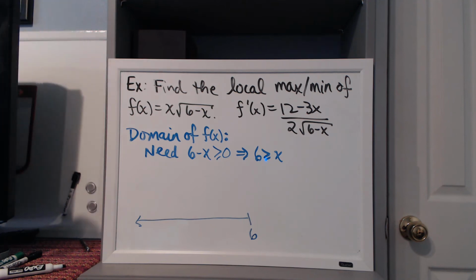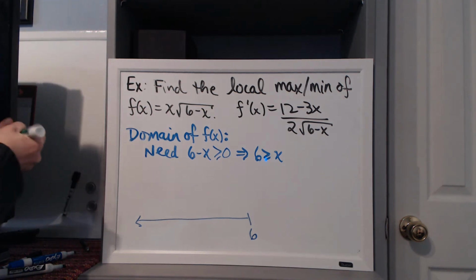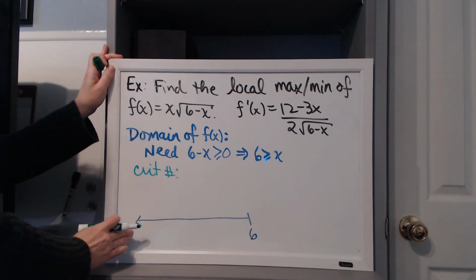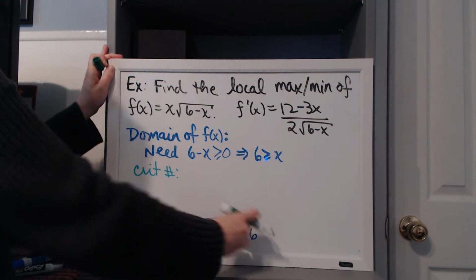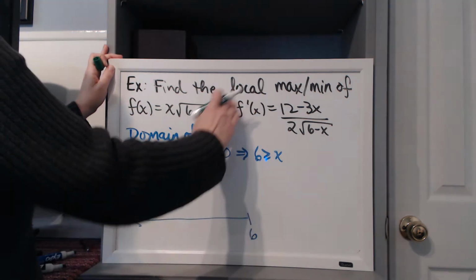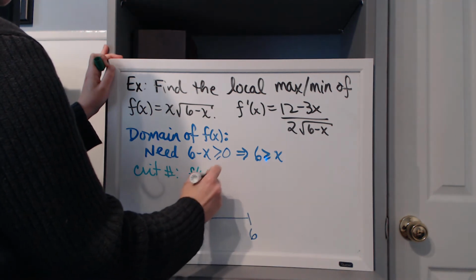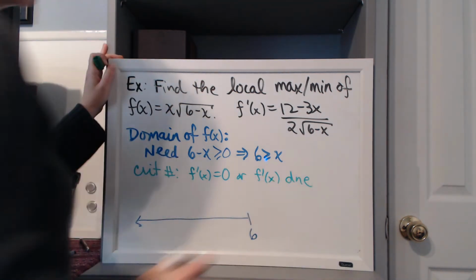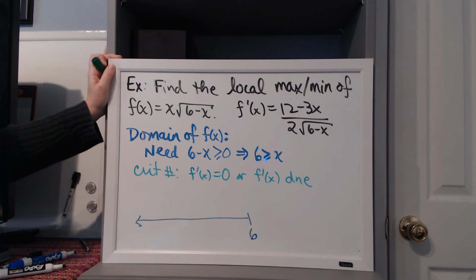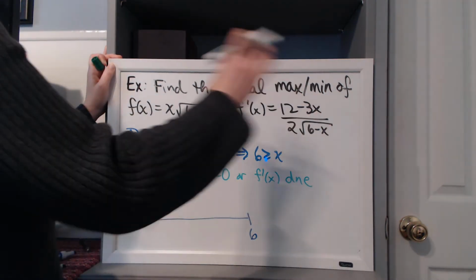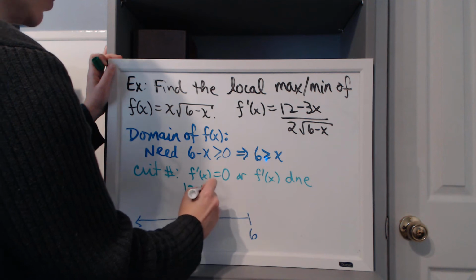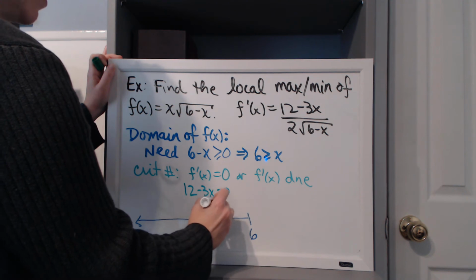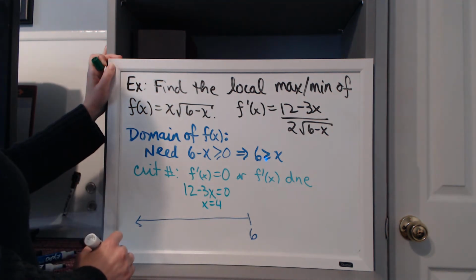Okay, so when we're looking for our critical numbers, and we put them on the number line, that is only going to be going up to 6. Alright, so for our critical numbers, that's where f prime of x is 0 or f prime of x does not exist. For where it's 0, because we have a fraction, we're going to take the numerator of the fraction and set that equal to 0. So we get 12 minus 3x is 0, so that means x is 4. There's one of our critical numbers.